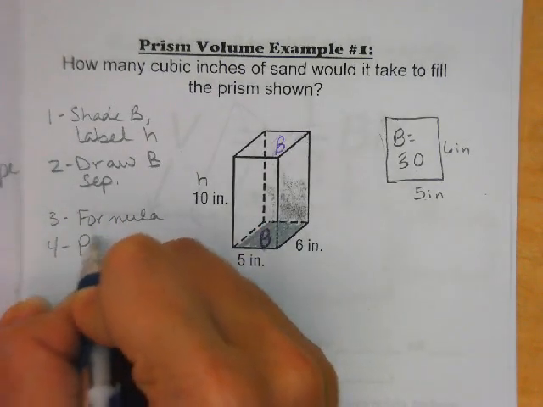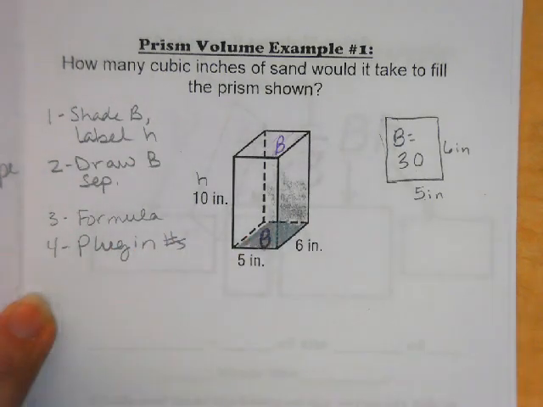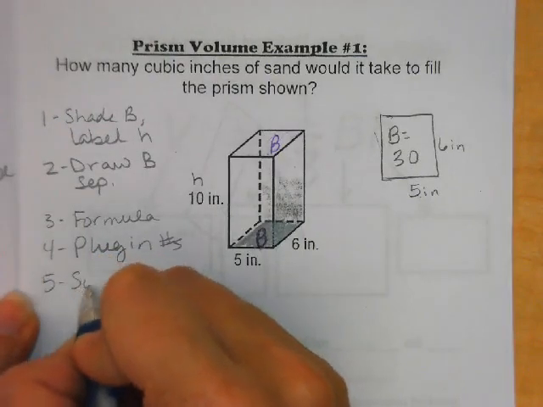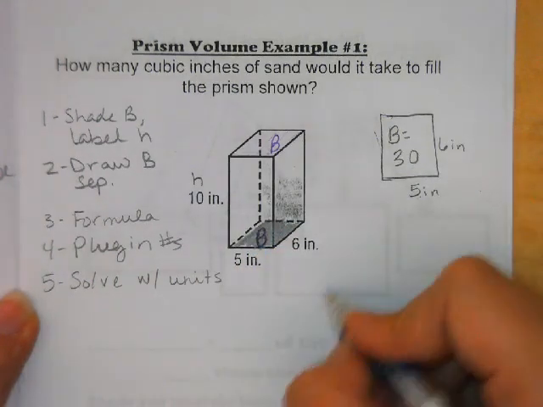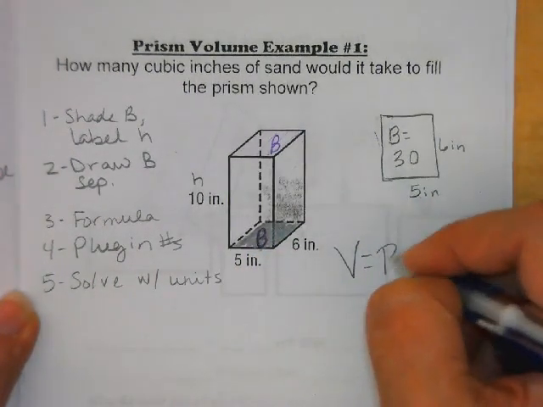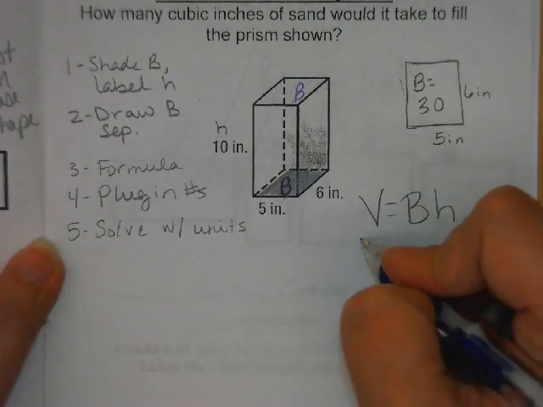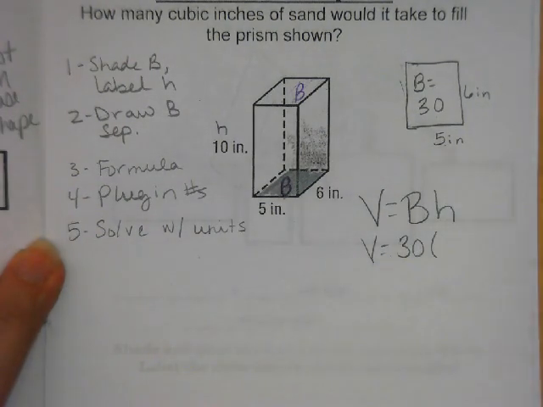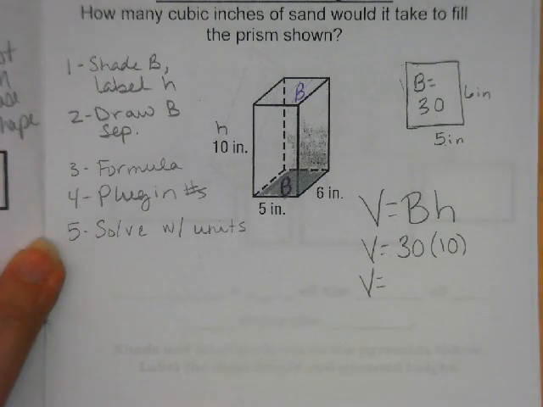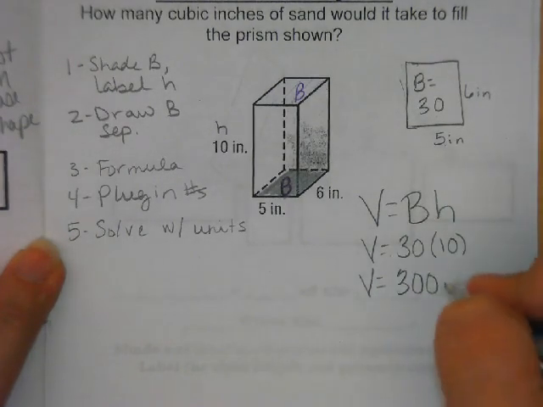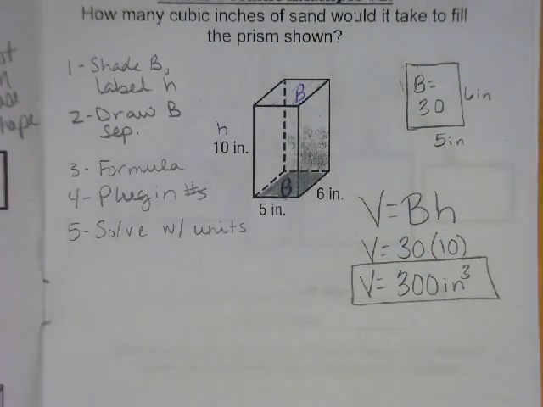We're going to plug in our numbers. That is a number sign, not a hashtag. And then we're going to solve with units, right? What are our units? Inches cubed. So here's my formula. V equals big B H. And then we already found big B, didn't we? What was big B? So we're going to say 30 times, what was our height? 10. We should not need our calculator for that. What is that? 300 what? Inches cubed. Okay? So not hard, right?